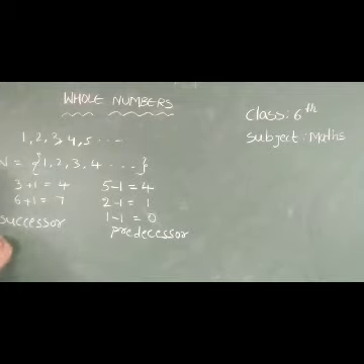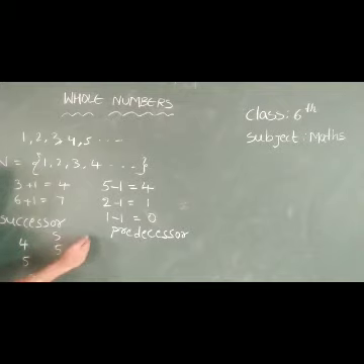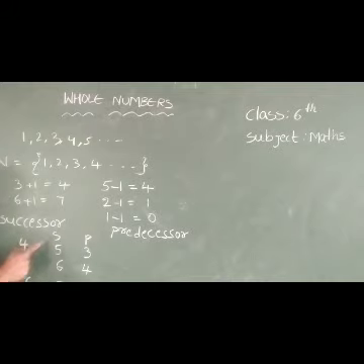Here I will write some examples. You tell me the successor and predecessor. For the number 4, its successor is 5 and its predecessor is 3. For 5, its successor is 6 and its predecessor is 4. For 6, its successor is 7 and its predecessor is 5. So the next number of a natural number is called its successor, and the number before any number is called its predecessor.